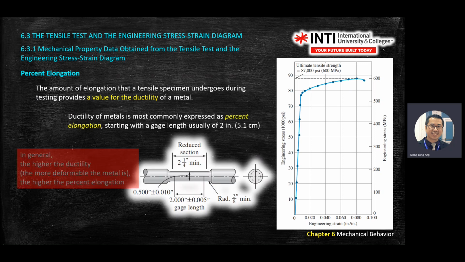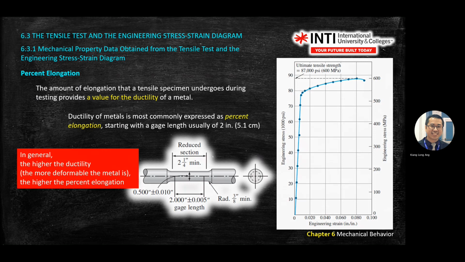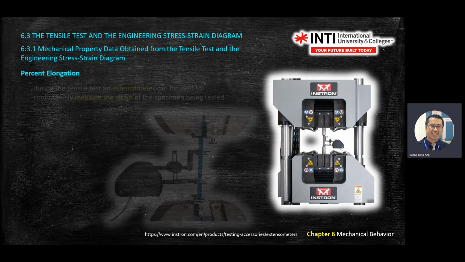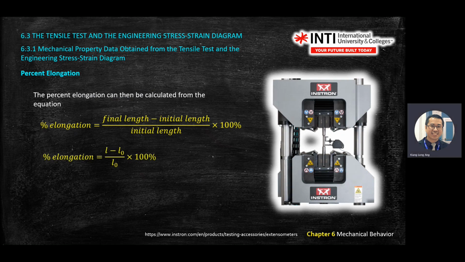Percentage of elongation, this one you read. This one is from the machine. This is called an extensometer. It's a clip that measures the elongation of the object. Advanced ones no longer use this; maybe they use a laser to mark it. Percentage of elongation is just your longitudinal strain times 100.